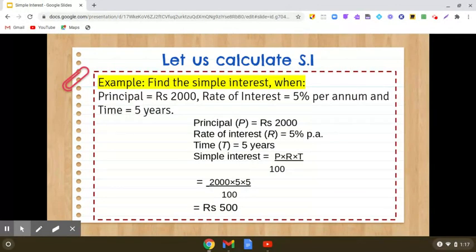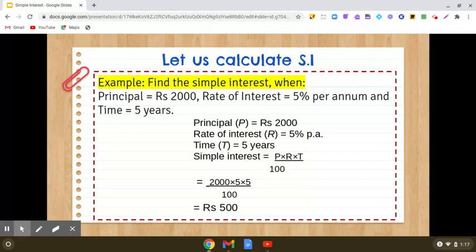So we need to find the simple interest. It is given that principal is rupees 2000. Rate of interest is 5% per annum. Per annum meaning yearly, and we can write this as P.A. And time is 5 years. So here in this question, P, that is principal, is 2000 rupees; R, that is rate of interest, is 5% per annum; and time T is 5 years.